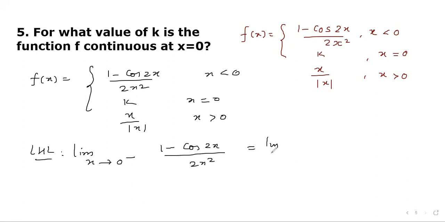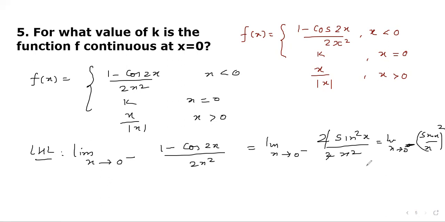It will become limit x tends to 0 minus 2 sine square x divided by 2x square. 2 will cancel out. So this will become limit x tends to 0 minus, sorry, sine x upon x whole square, and that will be 1. So we have got it as 1. And the value of function at x equal to 0 is k. It means k equal to 1.